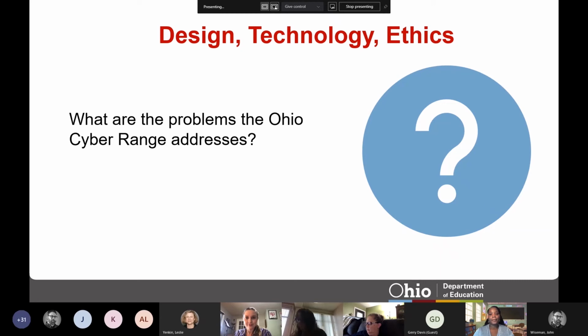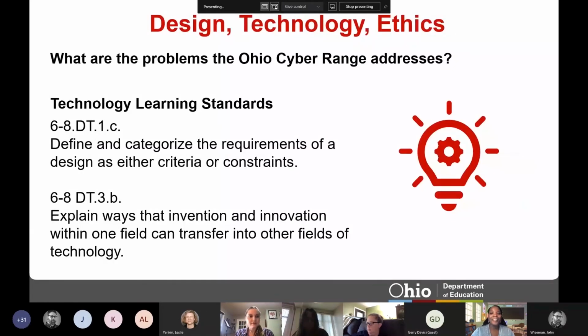So the next thing we're going to do is Janelle's going to take us through some of the standards that we saw alignment with from the Ohio Learning Standards. Janelle. Good morning, everyone. So here are some key connections to standards that we see, but you may see others as you look through these issues.